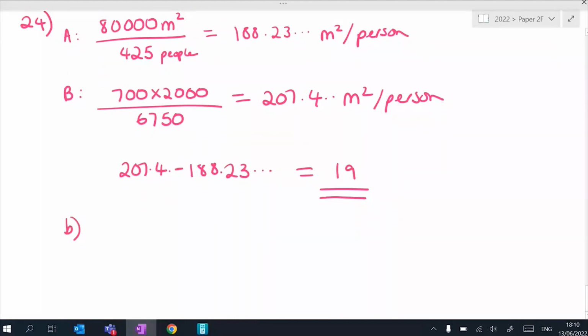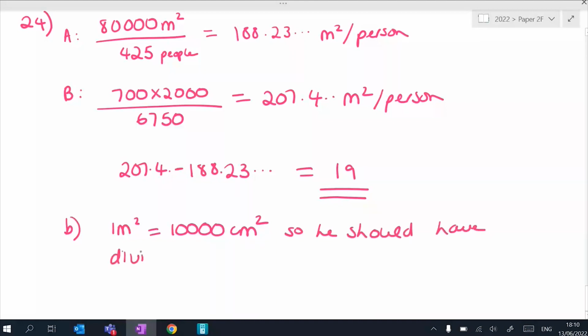Okay, so 1 meter squared is actually 10,000 centimetres squared, if you know your conversions. So he should have divided by 10,000.